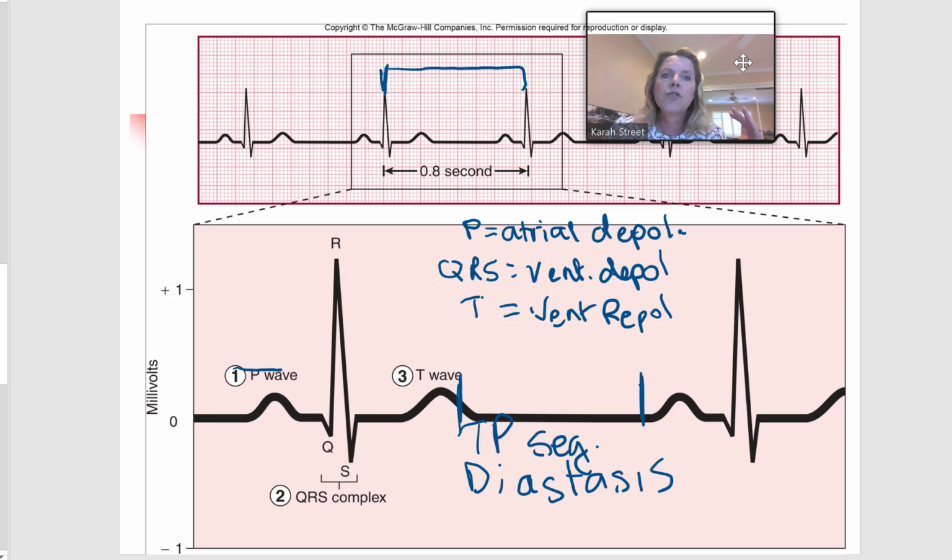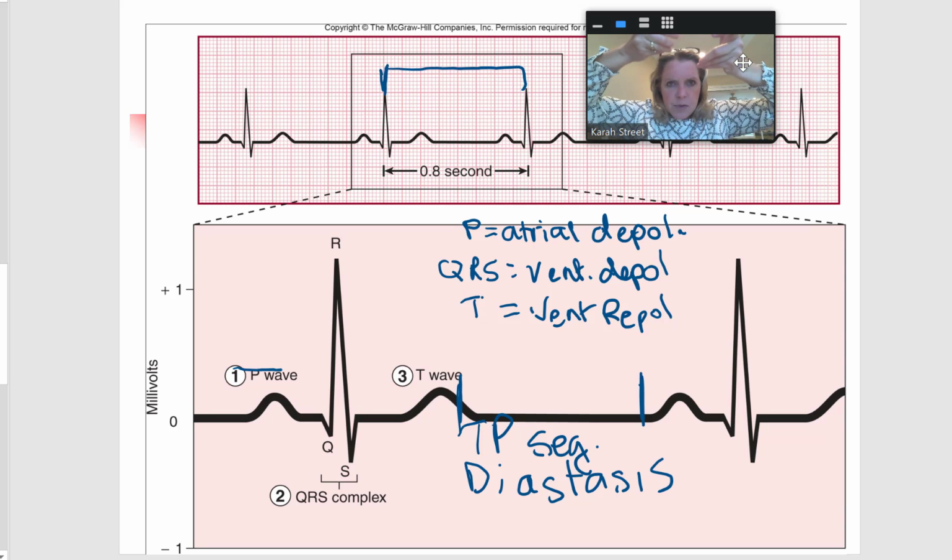Now that electrical signal gets through the bundle of His, goes down through the IV septum, through the right and left bundle branches. The ventricles are starting to contract. The apex is pulled up superiorly because the IV septum starts to contract. The electrical current spreads along the lateral walls of the ventricles through the Purkinje fibers. And as the apex of the heart is being pulled up, the blood is raised superiorly and the blood pushes the AV valves closed.